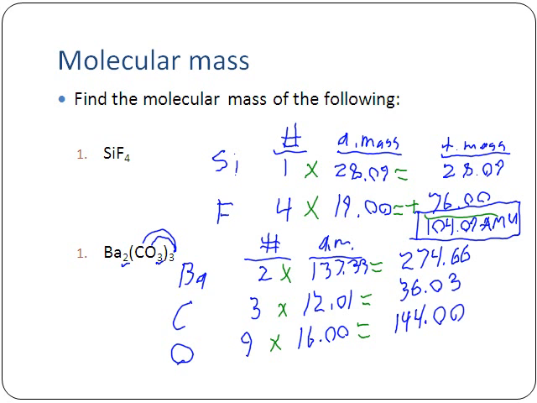And now at this point, as we did before, all we have to do is just add up those 3, and that will tell us the molecular mass of this compound. So we'd say 274.66 plus 36.03 plus 144, and doing so gives us 454.69. So 454.69 AMU, or atomic mass units. And so that right there is going to be our final answer here on how to find molecular mass.